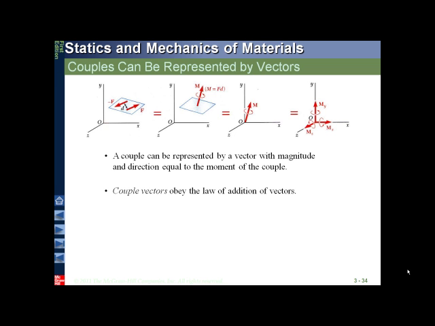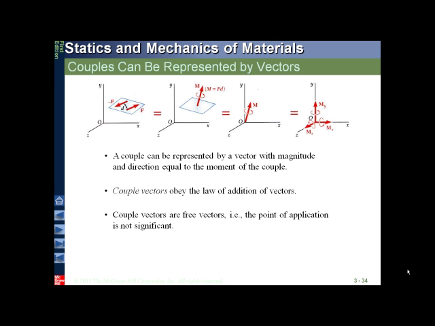This slide, the biggest thing here is that when you're dealing with a couple, you're dealing with a moment. You can have a moment vector in some plane, not necessarily the XY plane, the XZ plane, or the YZ plane. You can have it in some other plane, and the moment produced by that couple is not restricted to a particular point. It's called a free vector.